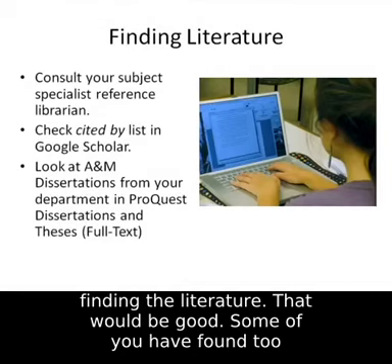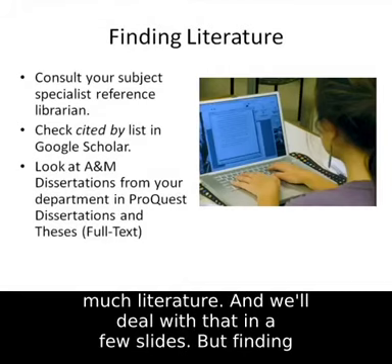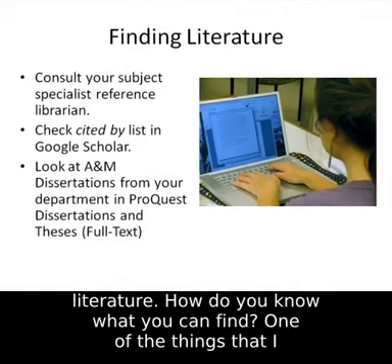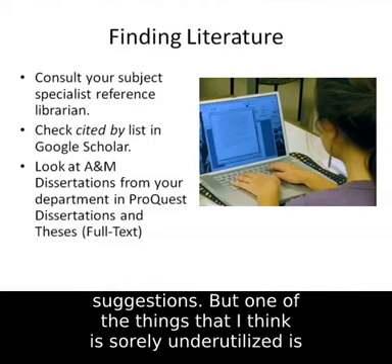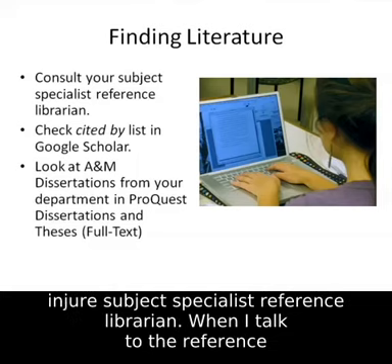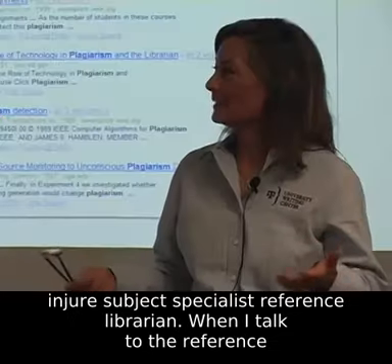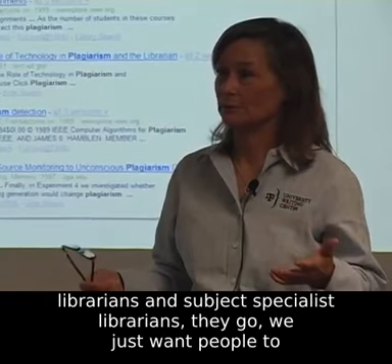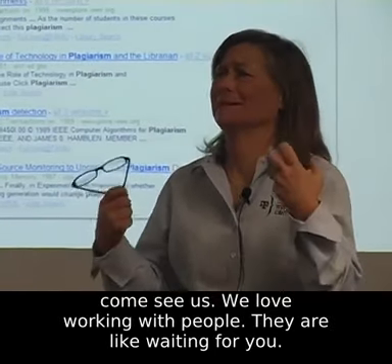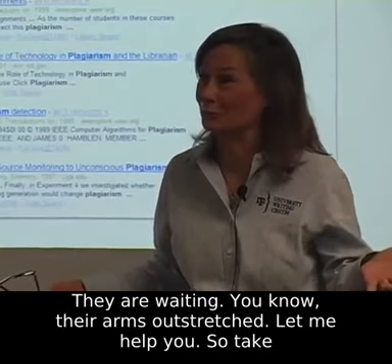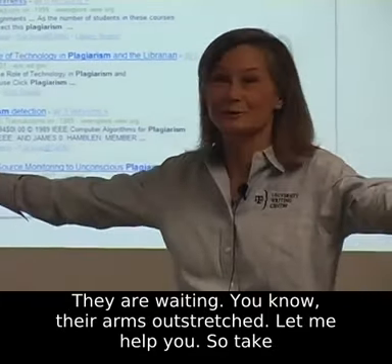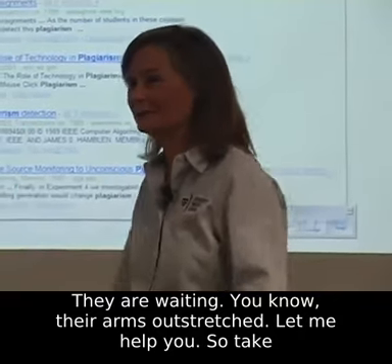That would be good. You know, some of you have found too much literature, and we'll deal with that in a few slides. But finding literature, how do you know you can find? I'm going to show you the details of every one of these suggestions, but one of the things that I think is sorely underutilized is your subject specialist reference librarian. When I talk to the reference librarians and the subject specialist librarians, they say, we just want people to come see us. We love to work with people. They're waiting for you, their arms outstretched. Let me help you. So take advantage of that.